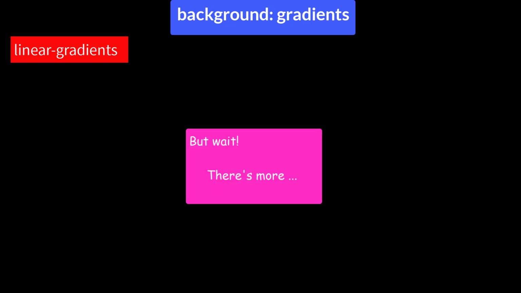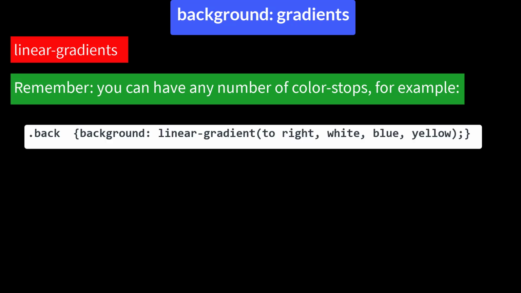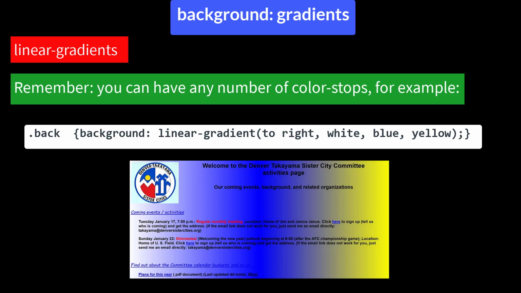But wait, there's more. Remember, you can have any number of color stops. For example, dot back. Background is linear-gradient(to right, white, blue, yellow), which gives us this.